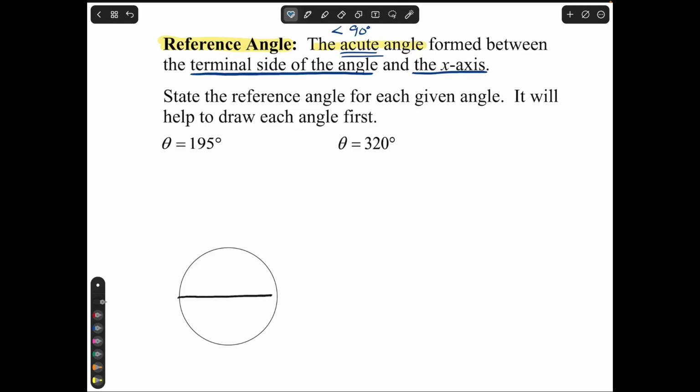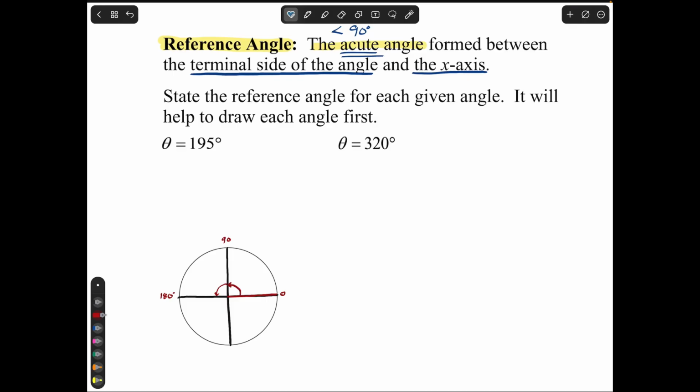So if we were going to draw in theta, which is 195 degrees, remember, we're starting here at 0. When we start drawing this angle, we're going to go here. We're at 90 degrees. We're going to make it all the way to there, which is 180 degrees. And then we're going to go a little bit past that, all the way down to about right here. So this angle goes all the way to there.